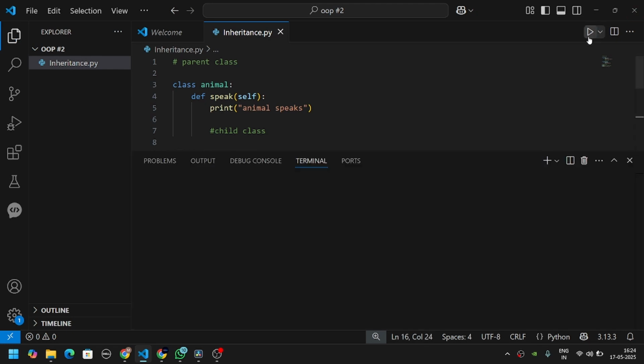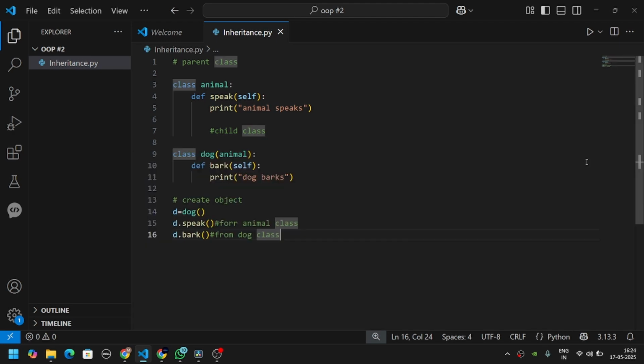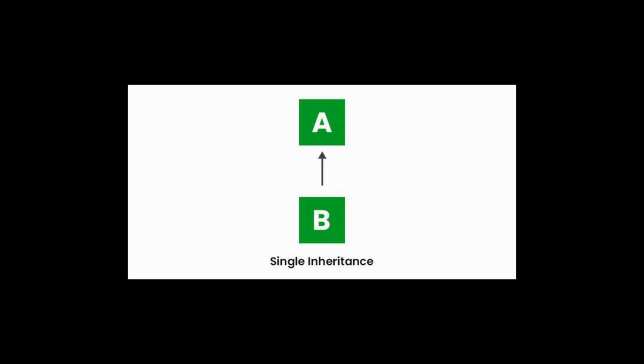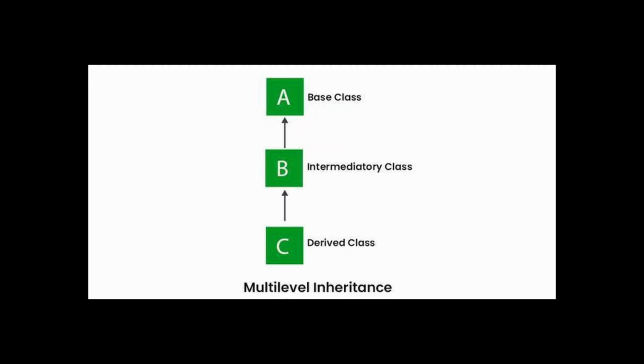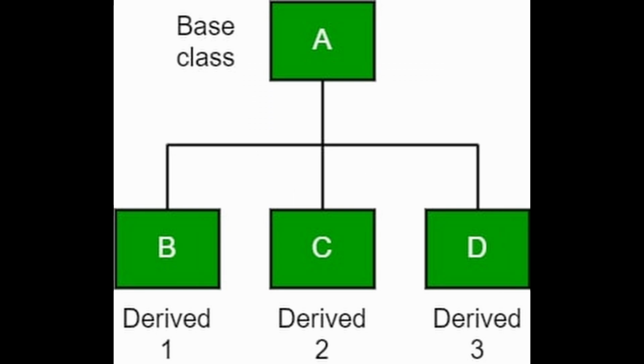Four types of inheritance in Python. Python supports different types of inheritance. First, single inheritance. One child inherits from one parent. Second, multi-level inheritance. A class inherits from a child class, which itself inherited from another class. Third, multiple inheritance. A class inherits from more than one parent. Fourth, hierarchical inheritance. Multiple child classes inherit from the same parent.